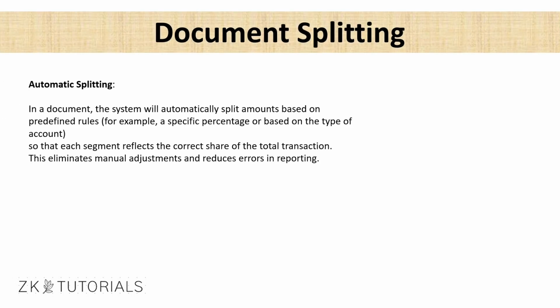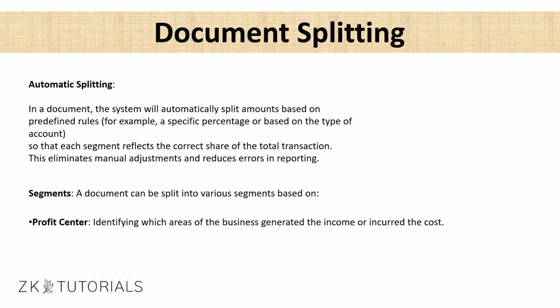In document splitting, there is another concept called automatic splitting. In a document, the system will automatically split amounts based on predefined rules, for example a specific percentage or based on the type of account, so that each segment reflects the correct share of the total transaction. This eliminates manual adjustments and reduces errors in reporting. Segments means a document can be split into various segments based on profit center, identifying which areas of the business generated the income or incurred the cost.